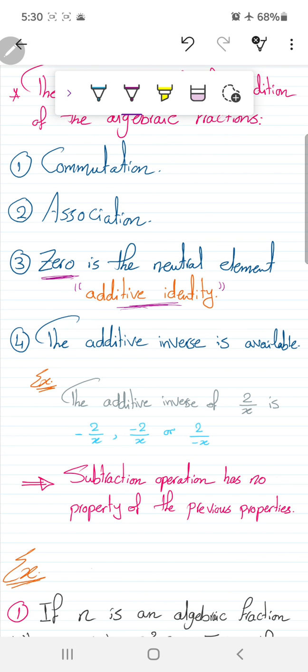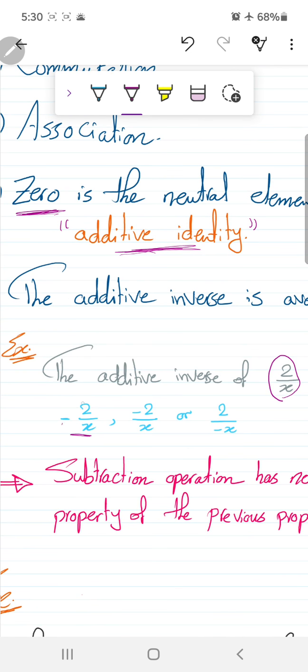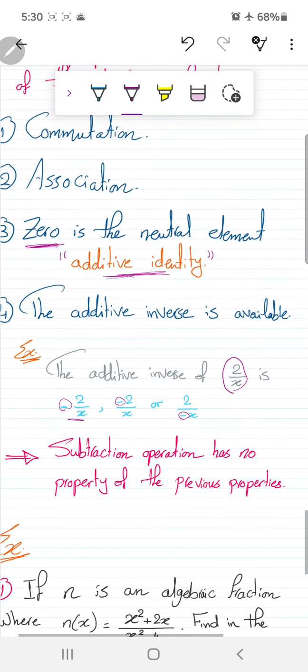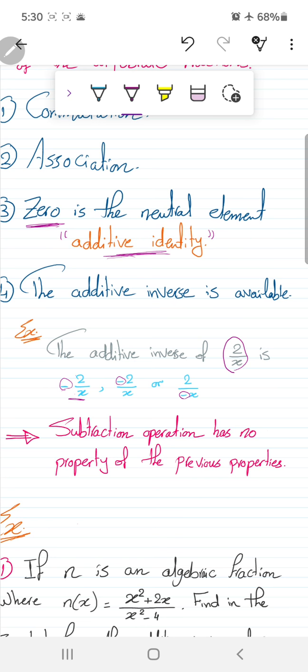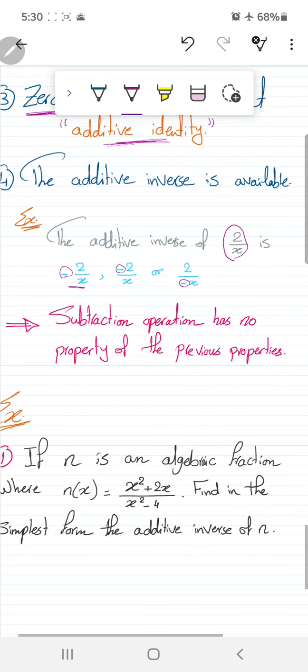For example, if we have 2 over x as an algebraic fraction, its additive inverse can be written as, first, write negative in the line like this, negative 2 over x, or write negative 2 in the numerator, negative 2 over x, or write negative in the denominator. Okay, so we have three forms of the additive inverse. Finally, the subtraction operation has none of the previous properties.